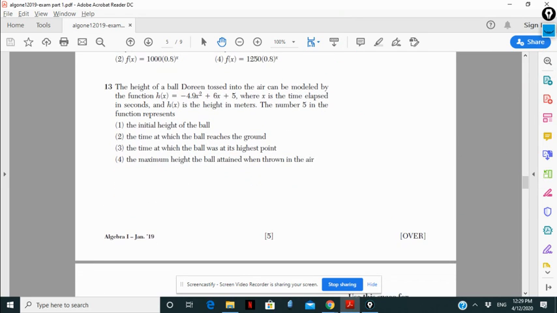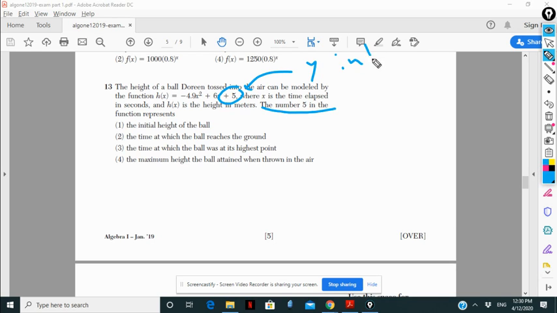Question number 13. The height of a ball Dragon tossed into the air can be modeled by the function h(x) equals negative 4.9x squared plus 6x plus 5, where x is the time elapsed, and h is the height in meters, and the number 5 in the function represents, so this is a y-intercept.